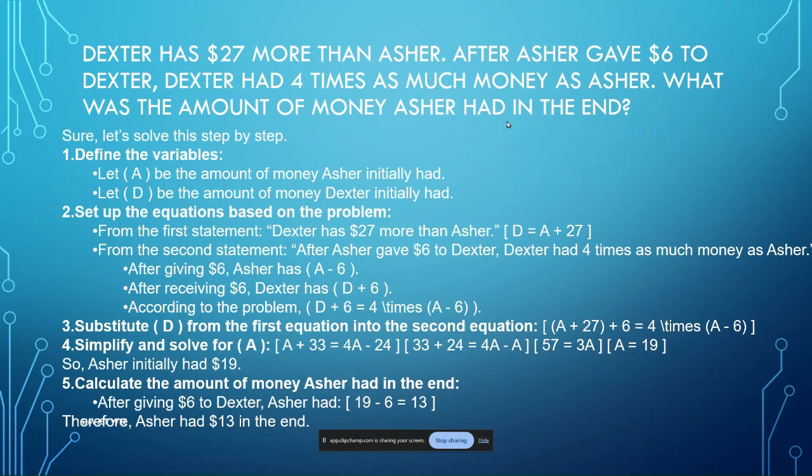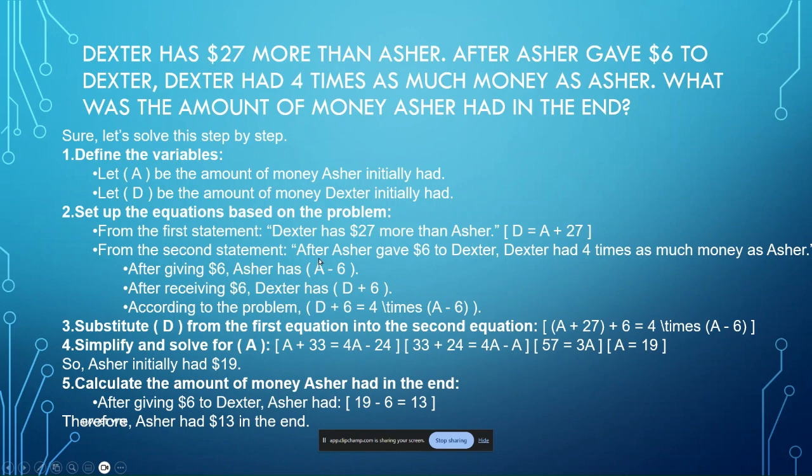Okay. So the first thing that we notice is Dexter has $27 more than Asher. All right. So Dexter, okay, is equal to Asher plus 27 because Dexter has more. So Asher plus $27 more.